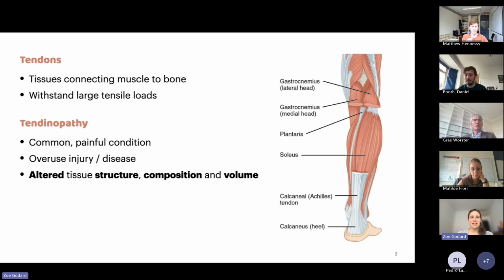So first of all, what are tendons? They're the tissues that connect our muscles to our bones. So here we've got a diagram of the Achilles tendon, which is connecting the soleus muscle in the calf to the calcaneus bone in the heel.